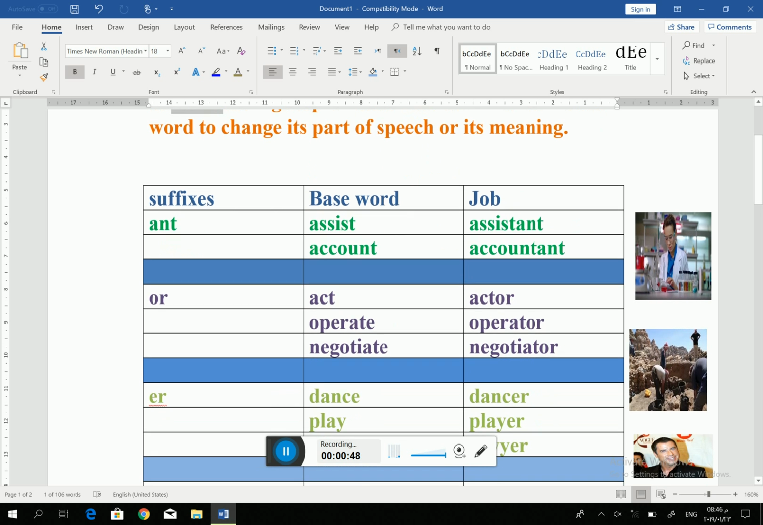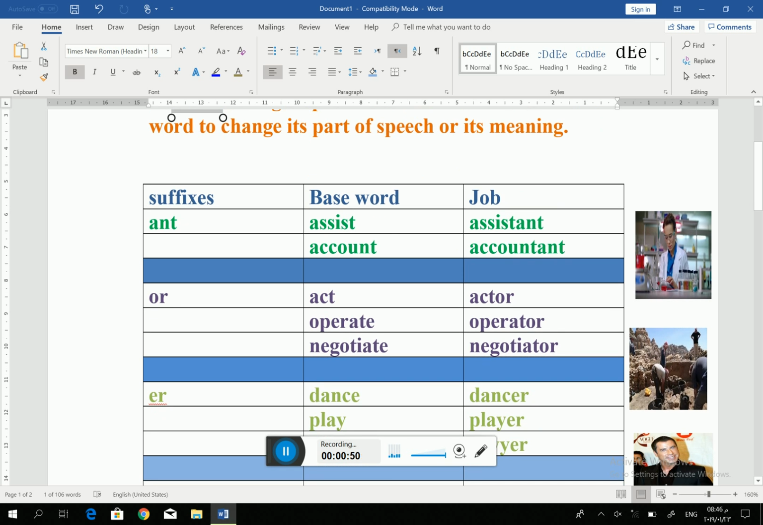So what are suffixes? I told you suffixes are a group of letters added to the end of the word. Today we are not going to talk about suffixes in general, but we will talk about suffixes in making jobs, how to use suffixes especially to form or to learn about jobs. I made a table. This table is divided into three parts. Part number one is the suffix, part number two the base word, the root word, part number three the job which we form from the base word.